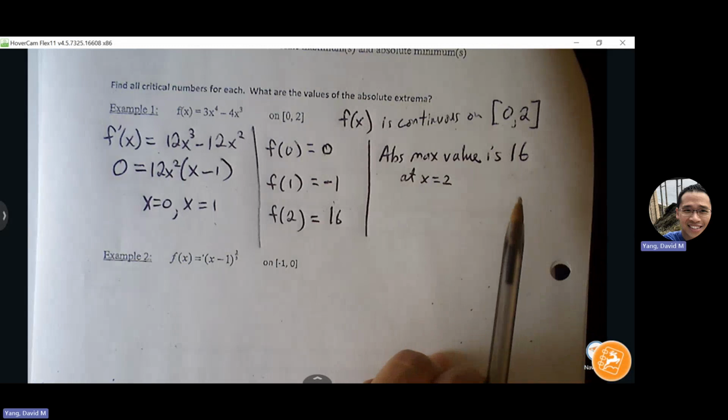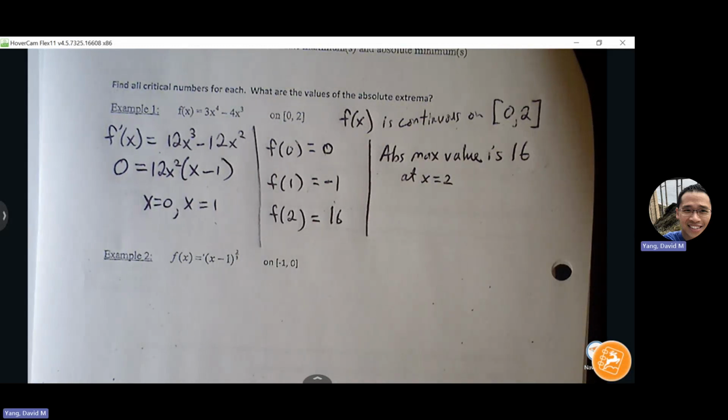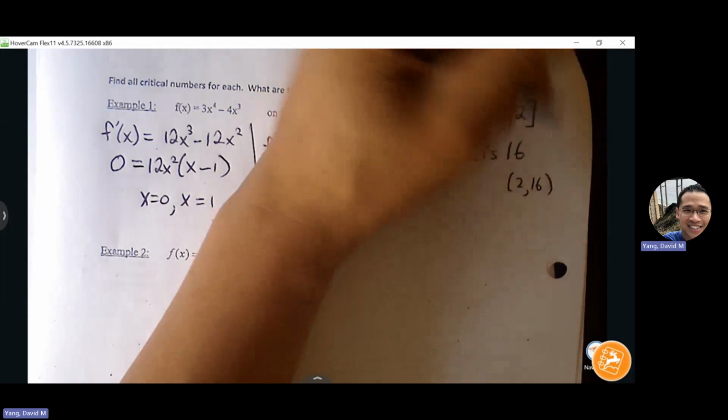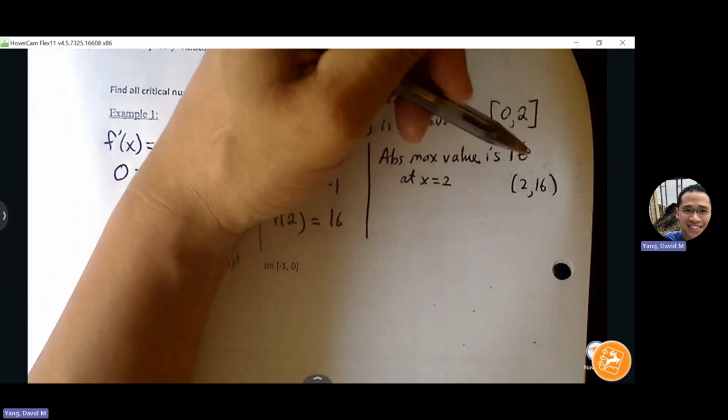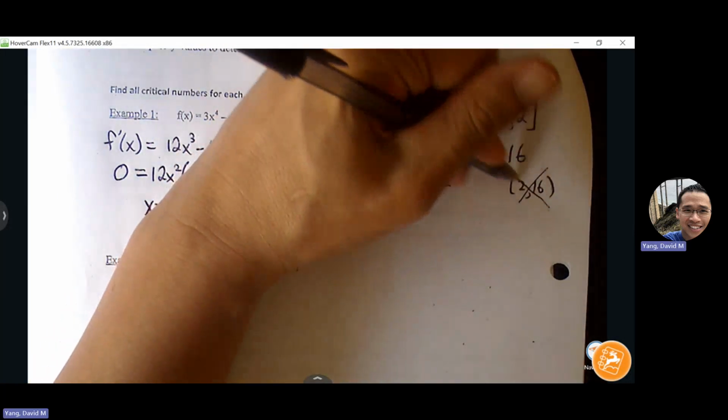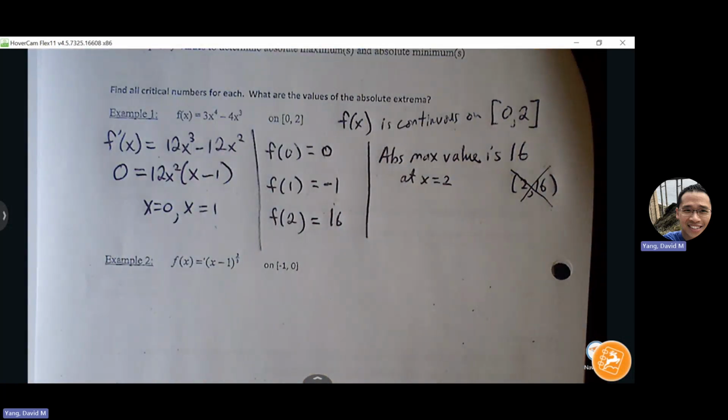Some textbooks allow an ordered pair and say the absolute max value is 2 comma 16. But because the AP exam is always talking about the value, I'm going to stress that it's the y value that we're after. It's not the ordered pair. It's like saying what's the maximum height. If you say what's the maximum height, you wouldn't give the time. You would give that in feet, right? You wouldn't say at 2 seconds it's 16. You would just say 16.